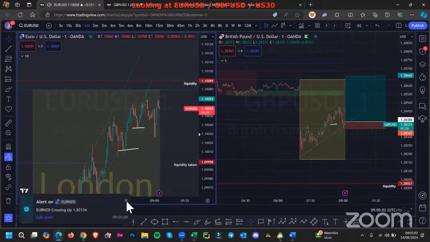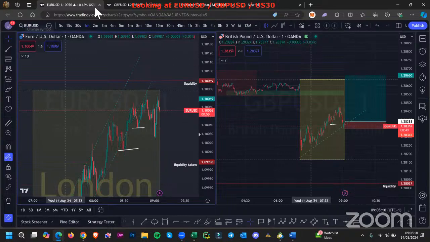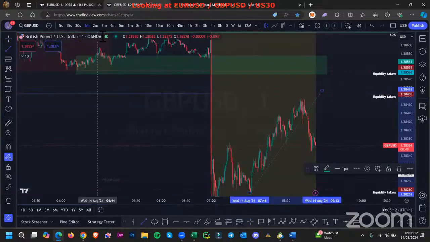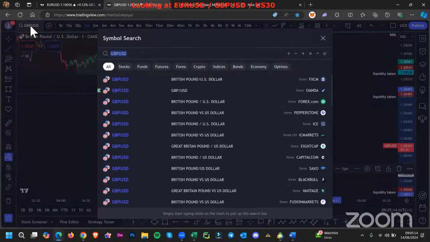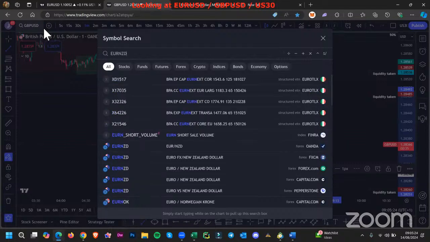I'm going to quickly have a look at Euro NZD. For whatever reason, I glimpsed at Euro NZD this morning, and I saw it was in an interesting area. So let's have a quick glimpse at that, something different, all right? Euro NZD.